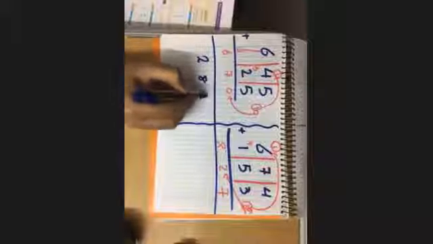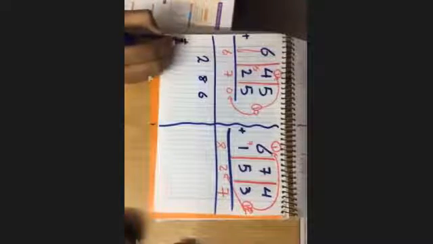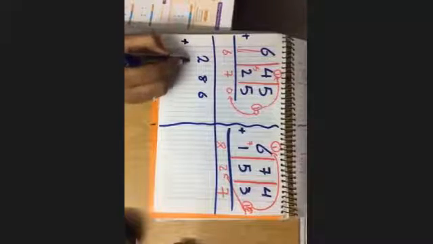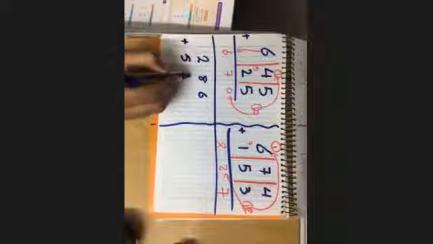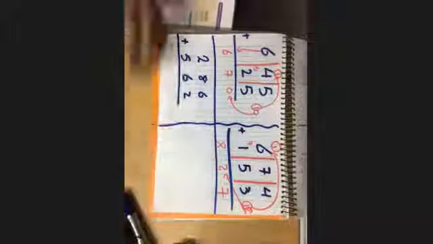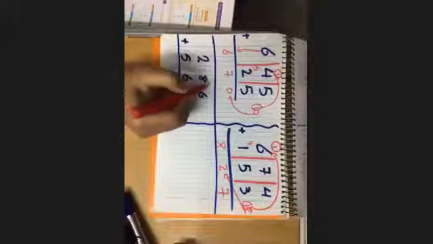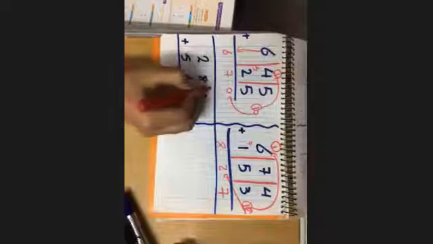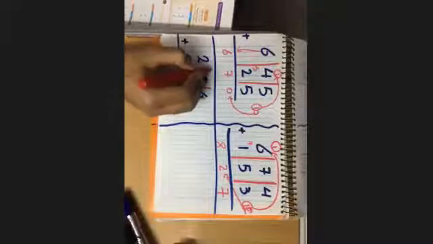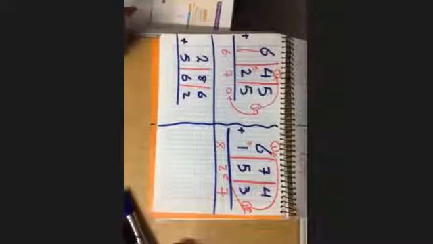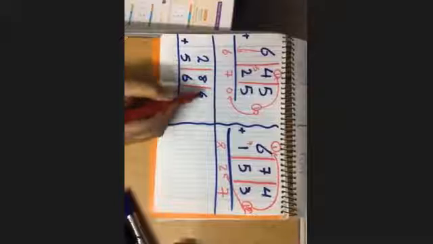$286 plus 562. First step, I will make a line between the numbers. And start from ones. 6 plus 2.